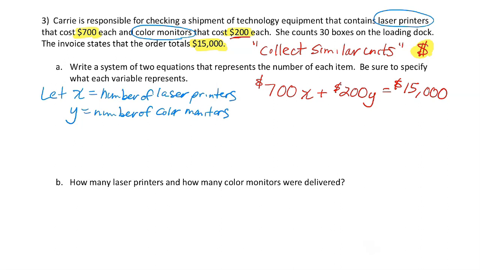The next similar unit is total boxes. So we have 30 total boxes, and some of those boxes are laser printers, and some of those boxes are color monitors. So if we would add our laser printers, which is X laser printers, plus Y color monitors, we would get a total of 30 boxes. So right here is our system of equations.